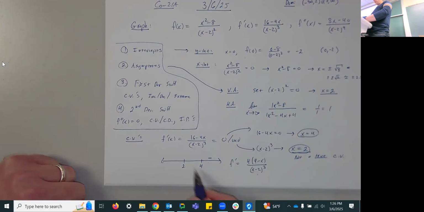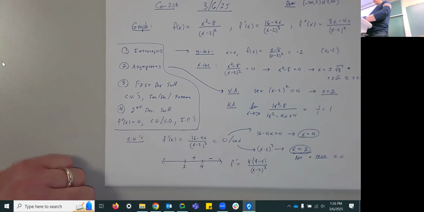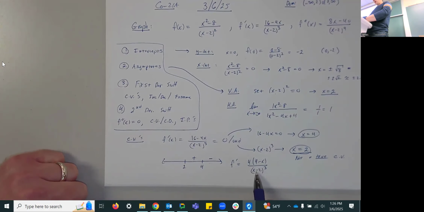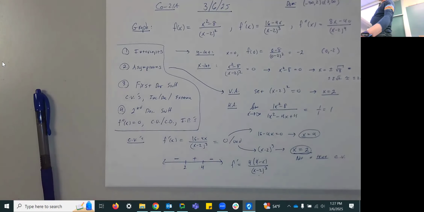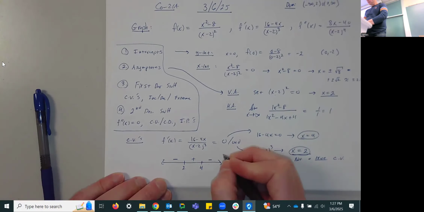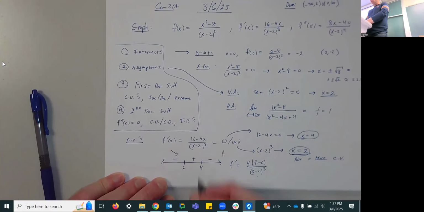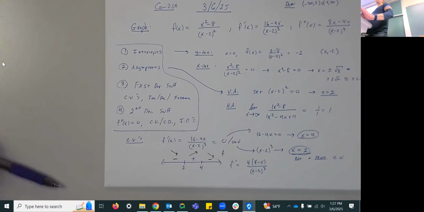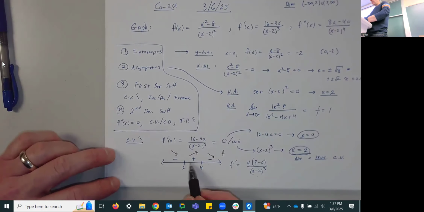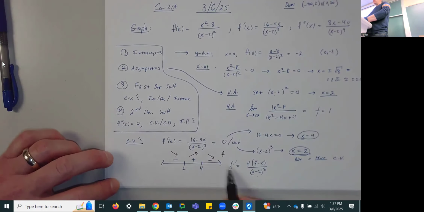If you pick something like 3, top is positive, bottom is positive, the whole thing's positive. Pick something like 1 or 0, the top is positive, the bottom is negative, and the negative number cubed is still negative. So it's a positive over negative, which is negative overall. So that means the function itself is decreasing left of 2, increasing between 2 and 4, and decreasing right of 4.